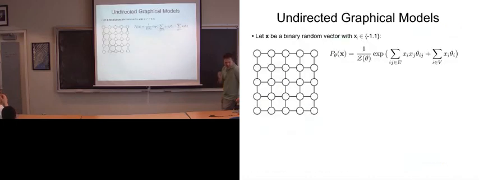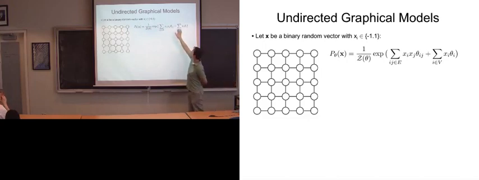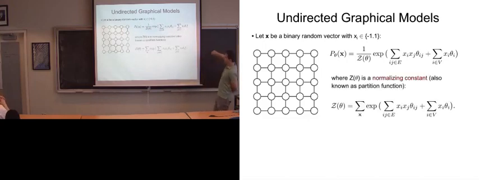There's another class of models we've briefly looked at: undirected graphical models. Remember, we've looked at a simple class of models called Ising models, where you have a binary random vector, plus one or minus one. You can write down the probability distribution, where you have pairwise terms, unary terms, and this normalizing constant. It's also sometimes known as a partition function.